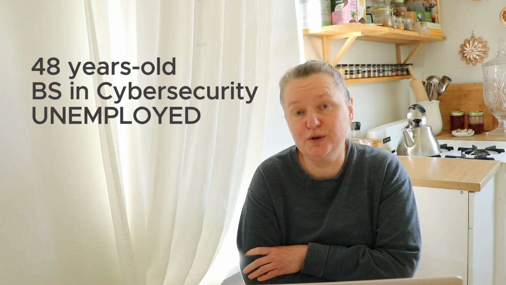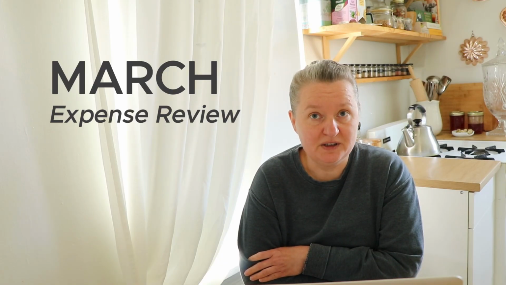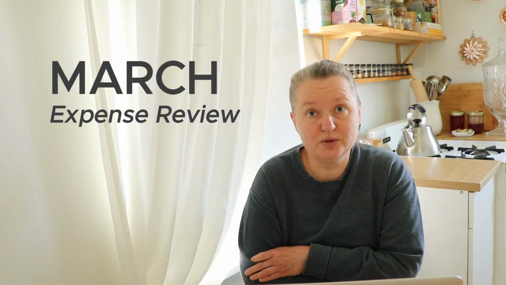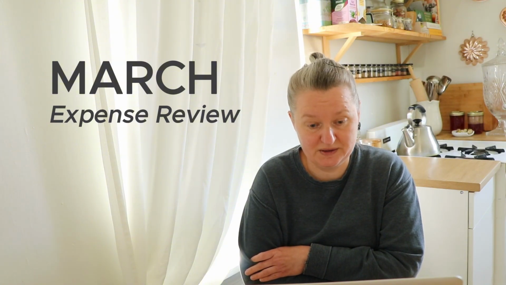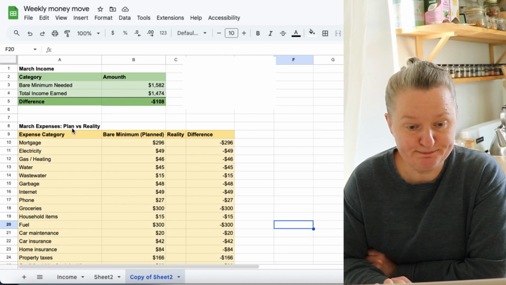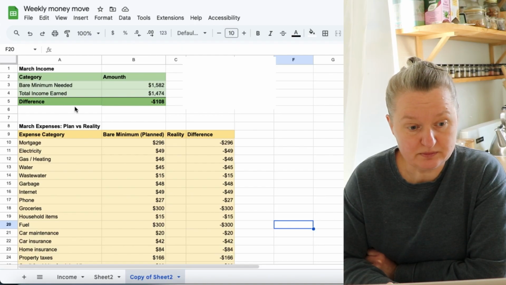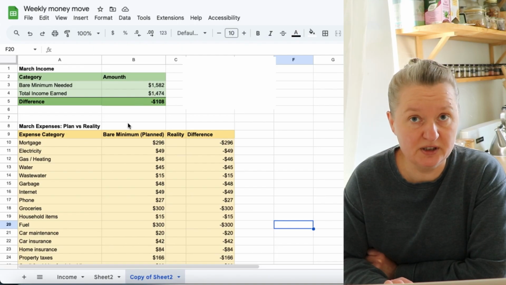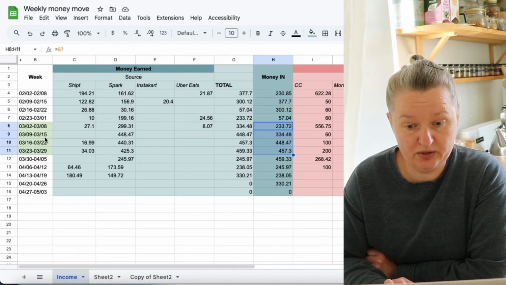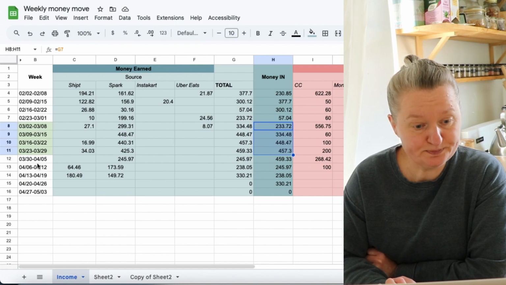Not so long ago I calculated my bare minimum to survive, and today I'm going to compare my real monthly spendings to that theoretical bare minimum. First of all, I created a pretty simple table where I list my March income, my bare minimum needed, and my total income earned.